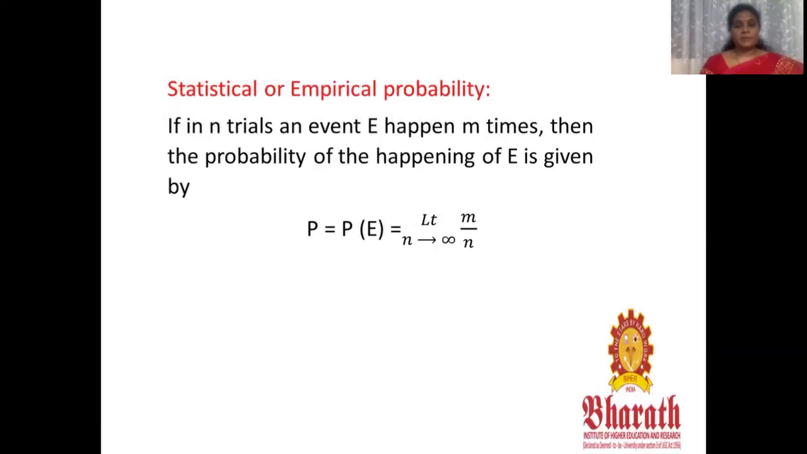Statistical or empirical probability. If in n trials an event E happens m times, then the probability of the happening of event E is given by P. Probability is denoted by capital P, P(E), which is equal to the limit as n tends to infinity of m by n.